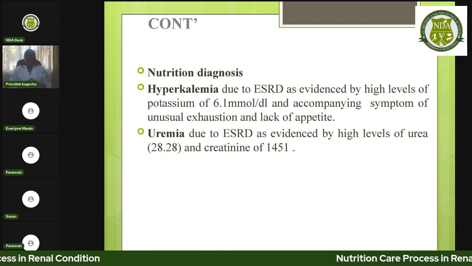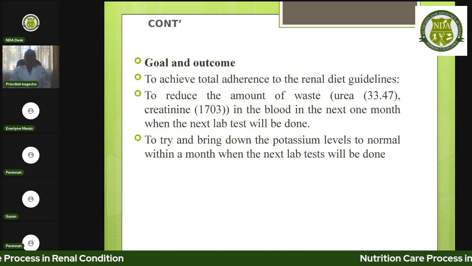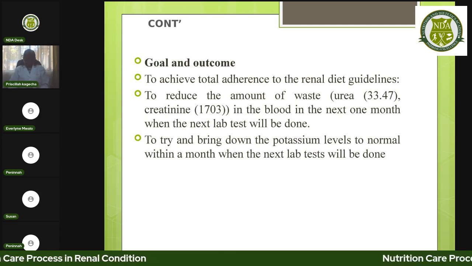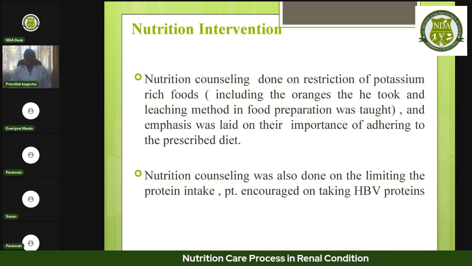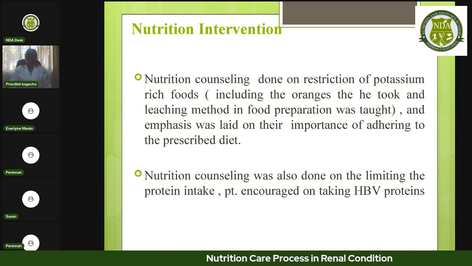Our goal is to achieve total adherence to the renal diet guides, to reduce the amount of waste in the blood in the next, say, 1 month, and then to try and bring down the potassium levels within the normal range in the next month. So our intervention is nutrition counseling to restrict potassium-rich foods, which includes the orange that the patient took and the spinach, which explains it all.